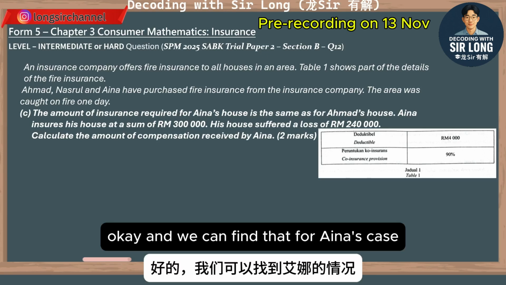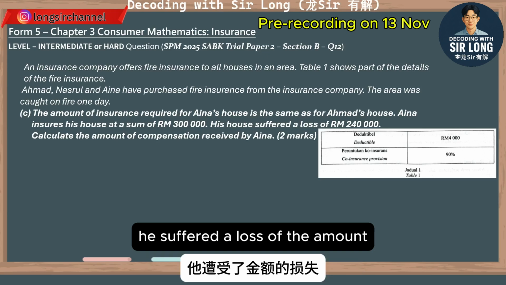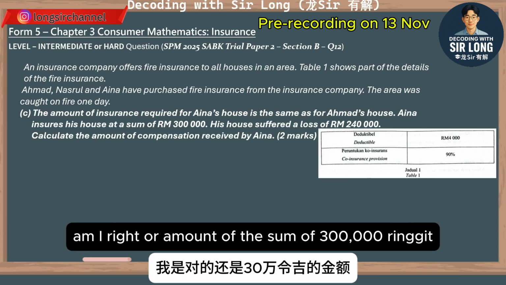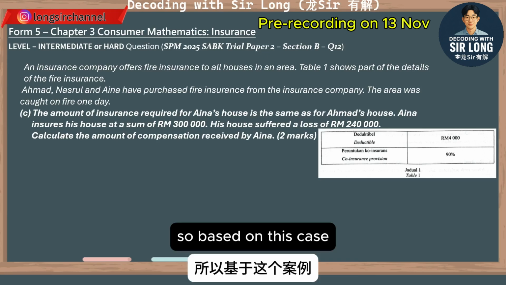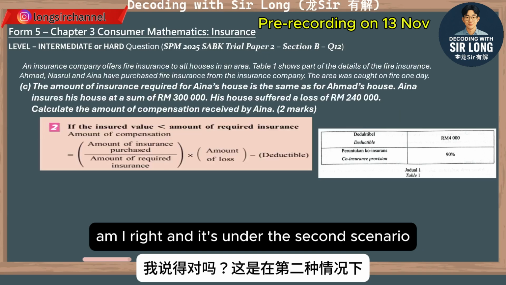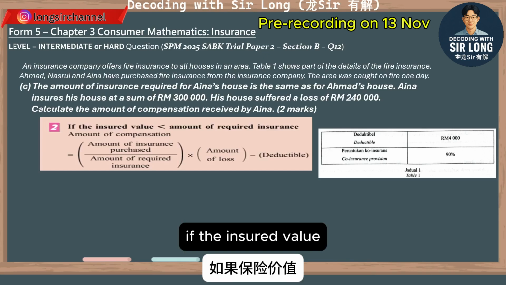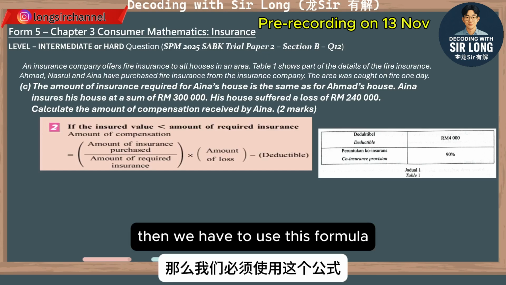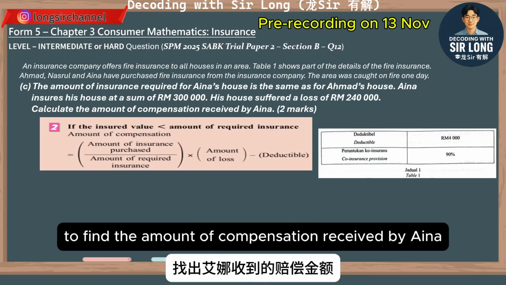Okay, and we can find that for Aina's case, he suffered a loss of an amount that is less than the amount for Ahmad, am I right? Or the amount of the sum of 300,000 ringgit. So based on this case, just now we referred to a test score already, am I right? And it's under the second scenario. If the insured value is less than the amount of the required insurance, then we have to use this formula strictly to find the amount of compensation received by Aina.